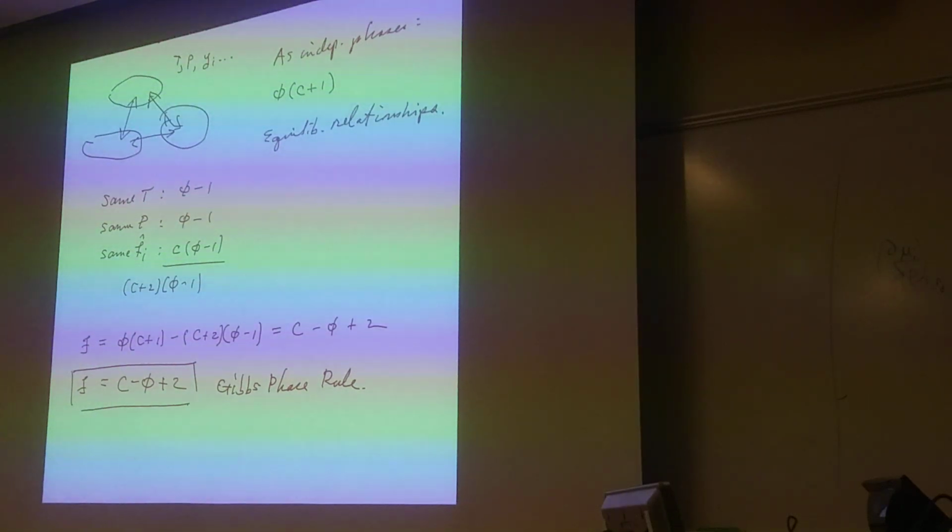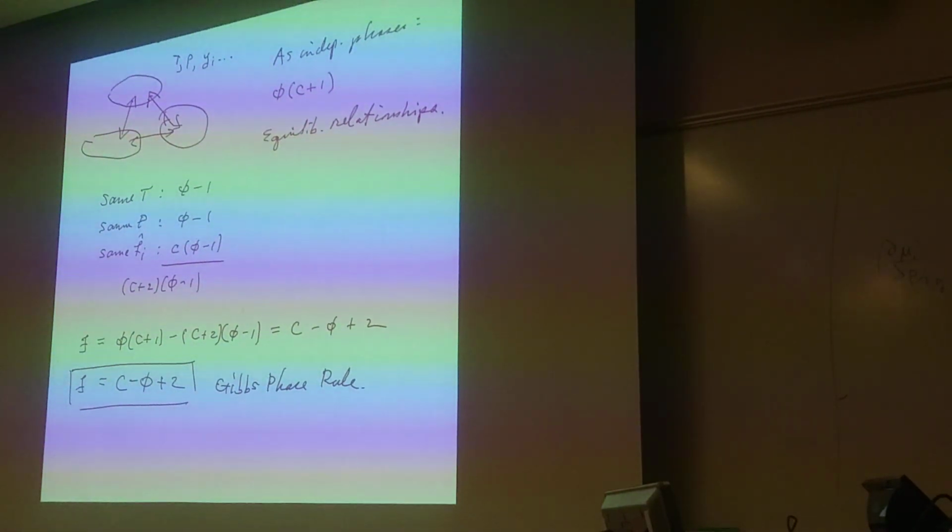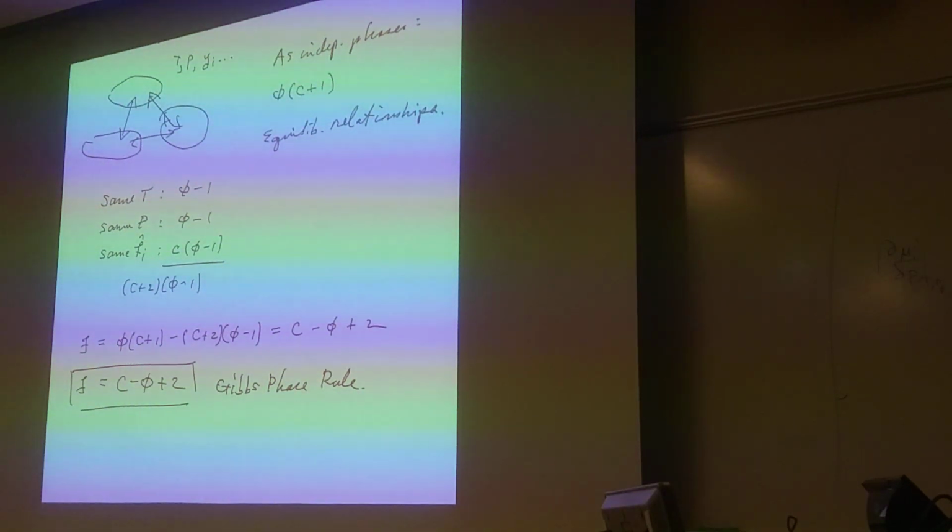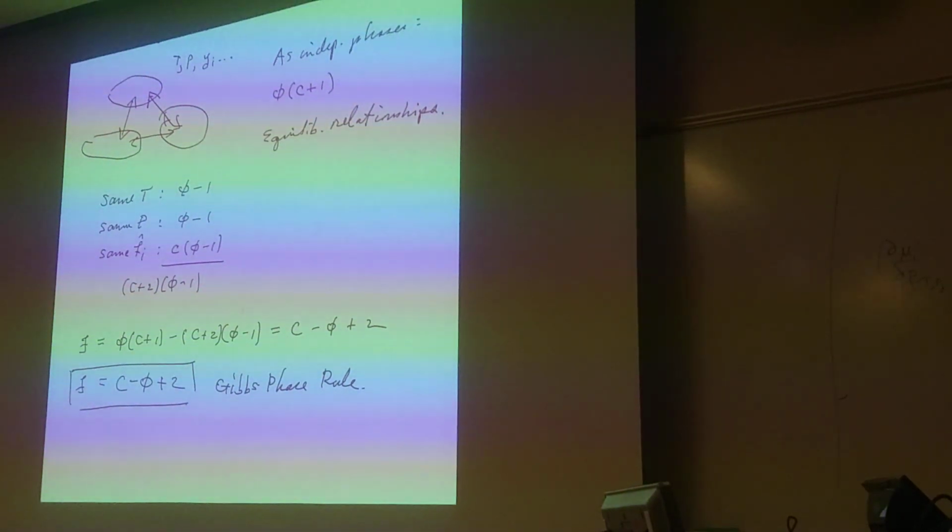Yeah. This is assuming no reactions. Yeah, and it also is assuming no chemical reactions. If I have a chemical reaction, let's say I have R chemical reactions, I would have to subtract from C that number of reactions because it reduces the number of independent components. We're not going to encounter that, but that's a good point.